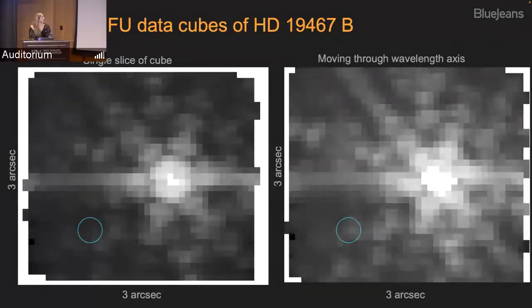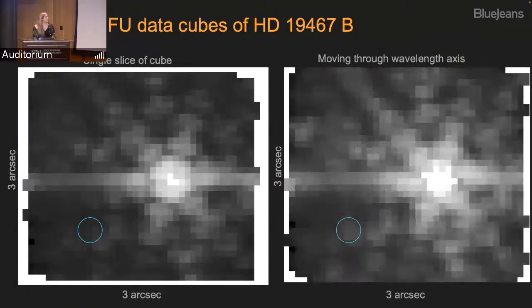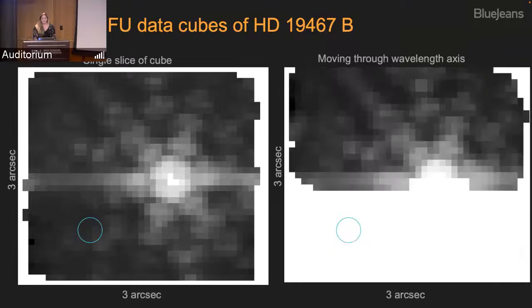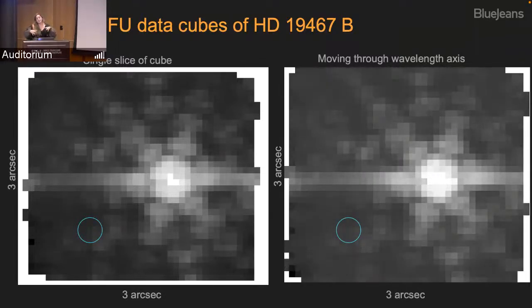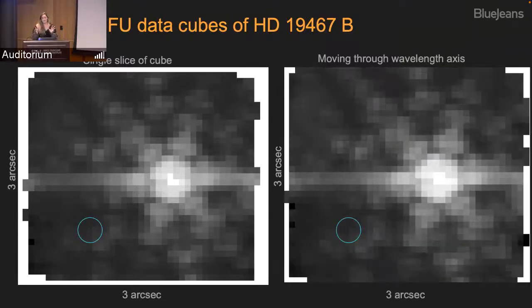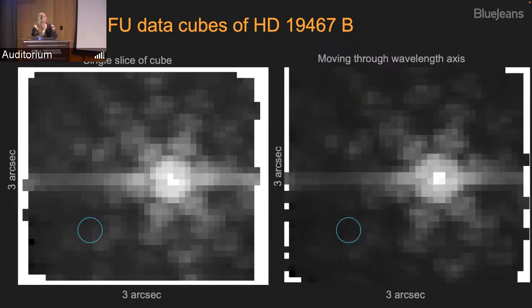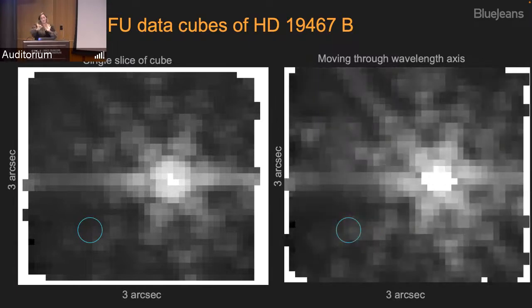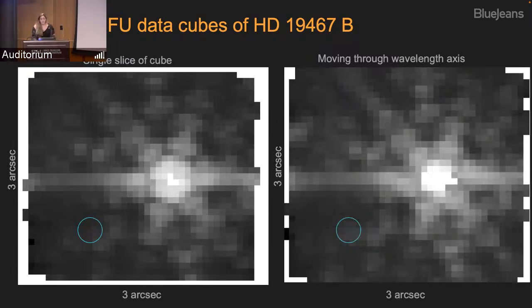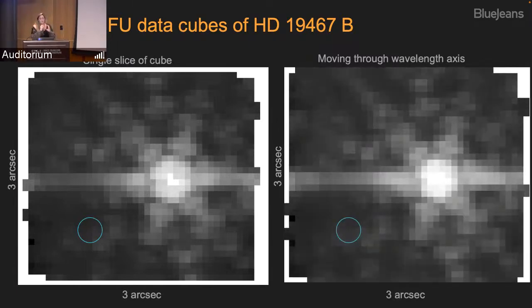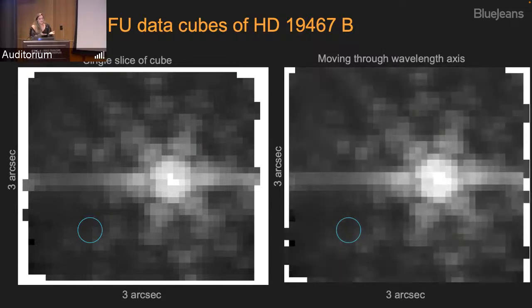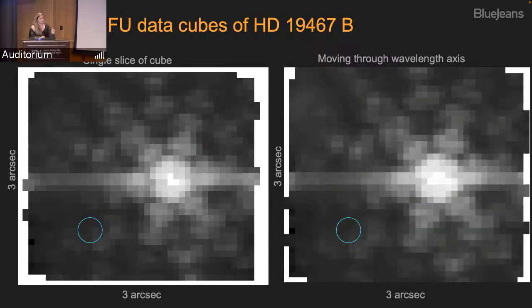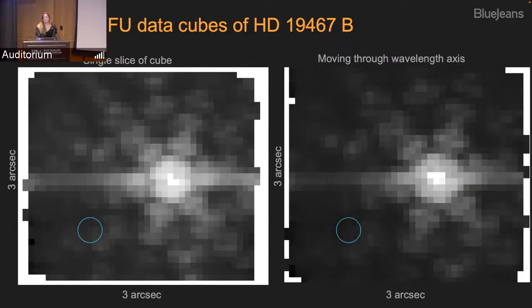So here's our first data of HD 19467b using the NIRSpec IFU. So when using the pipeline, the data are assembled into an x, y, lambda data cube. So portrayed here, we have one slice to our left, and then we're moving through the wavelength axis of the data cube in our video to the right. So the companion should be where the blue circle is, but our data cube doesn't really show that it's there. It's really, really buried underneath the stellar light.